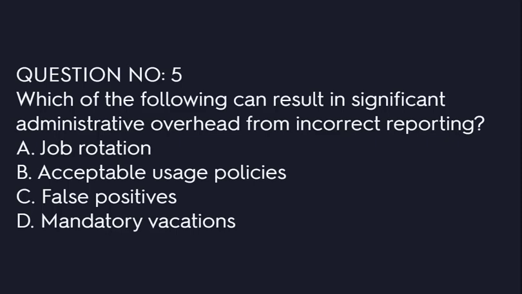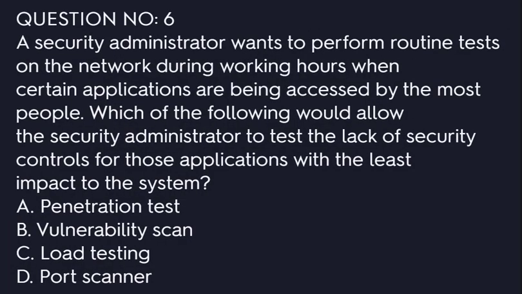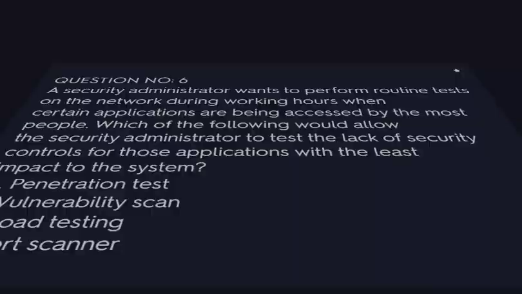Question 5. Which of the following can result in significant administrative overhead from incorrect reporting? A. Job rotation. B. Acceptable usage policies. C. False positives. D. Mandatory vacations. C. B.